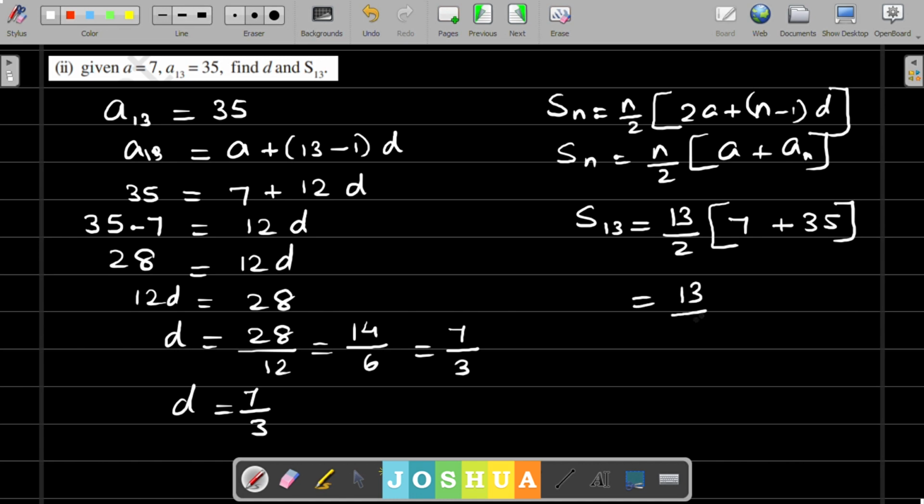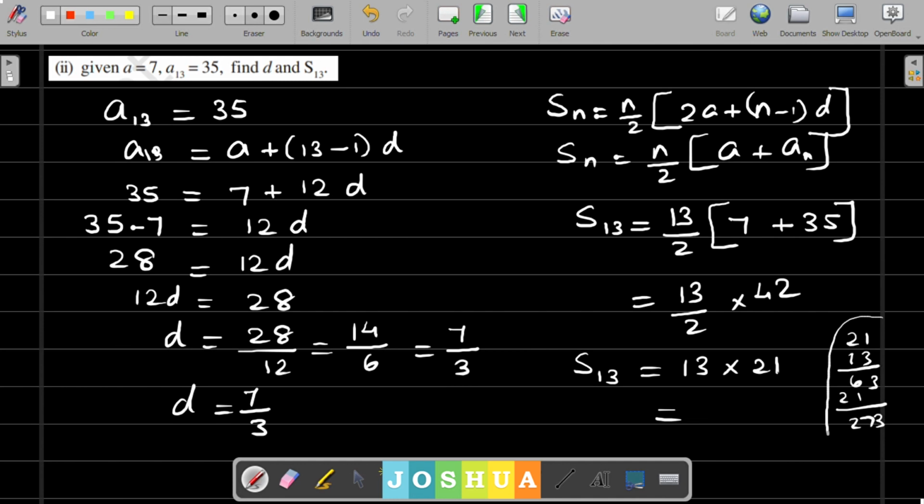13 by 2 into 42, and when you cancel this one, it is equal to 13 into 21, because 21 twos are there in 42. So multiply the normal way, you can do it side by side here. 21 times 13, you can go for this one like 63, and maybe 21, is equal to 273. So 273 is coming here. Okay, so the answer for this question is S13 equal to 273.